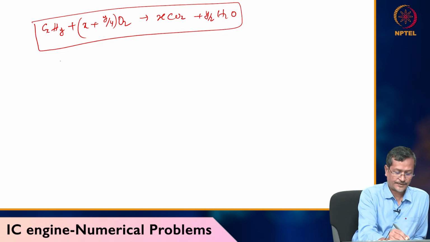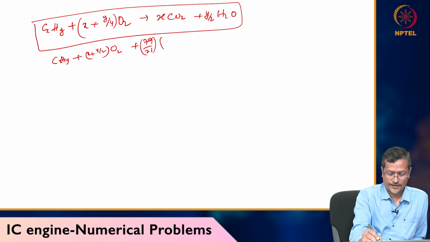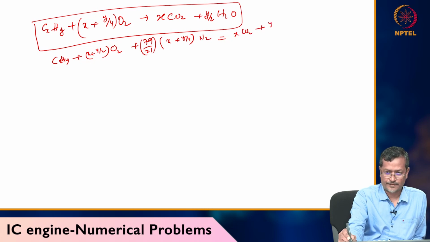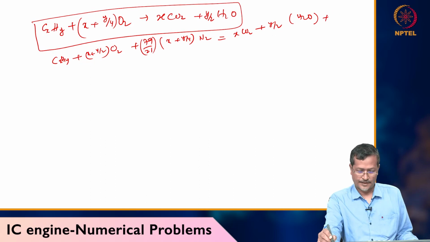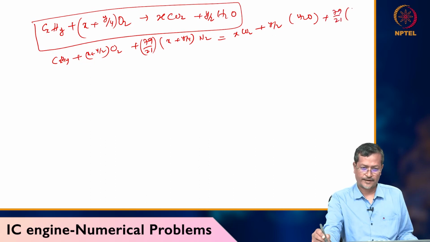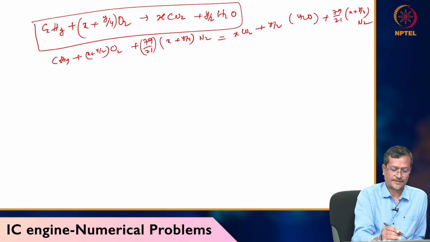So CxHy plus (x plus y by 4) O2 plus 79 by 21, you can see again we are adding this, (x plus y by 4) and 2 N2, equals x CO2 plus y by 2 H2O plus 79 by 21, again (x plus y by 4) and 2 N2. Okay. Now the previous problem also you can apply this to, and check whether this equation is valid.